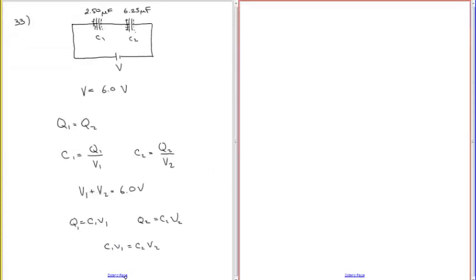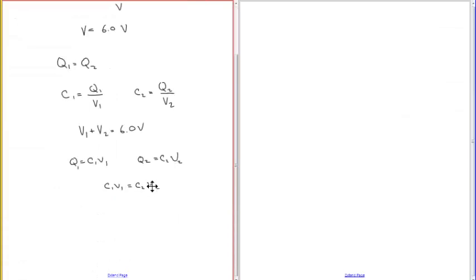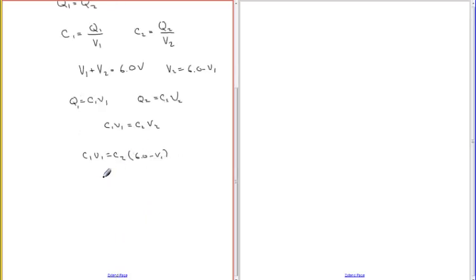And let's add another page on. So now we have one equation with 2 unknowns, but we have another equation with the same 2 unknowns. So we can use substitution if we want to. So let's say C1 V1 is equal to C2 V2, but V2 is equal to 6 minus V1. So for V2, we can put in 6 minus V1. So we can algebraically solve for V1 now.